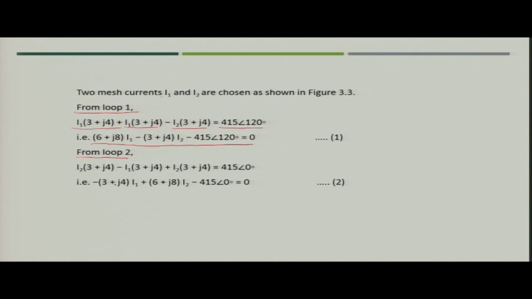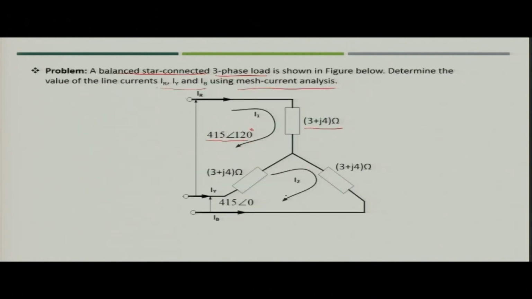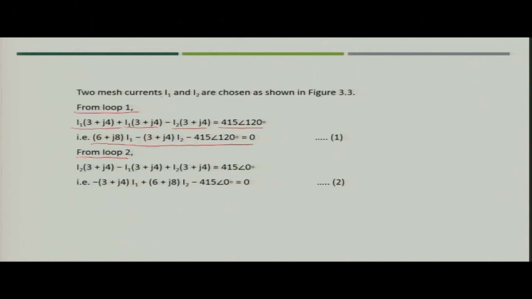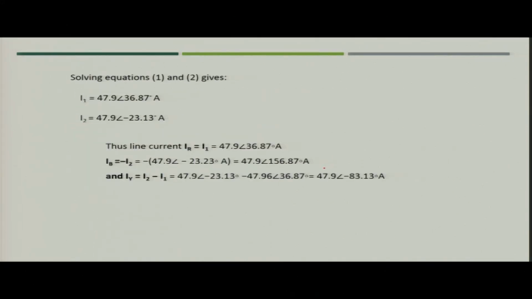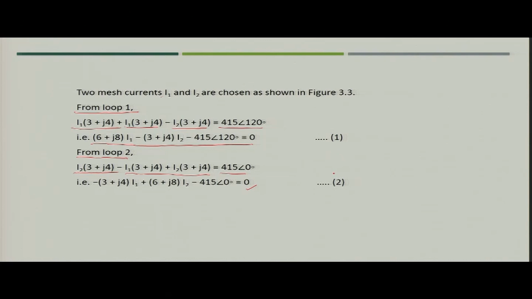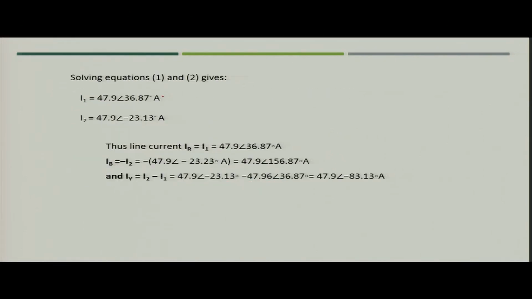Similarly, for the second loop also, if you write the equation, then for this branch only I2 is flowing, but for this one the current is I2 minus I1. So, you will write the equation again for the second node, and you will get this particular equation. Now, you have both of the equations available. You just have to solve these two equations, and you will get the values for currents I1 and I2.